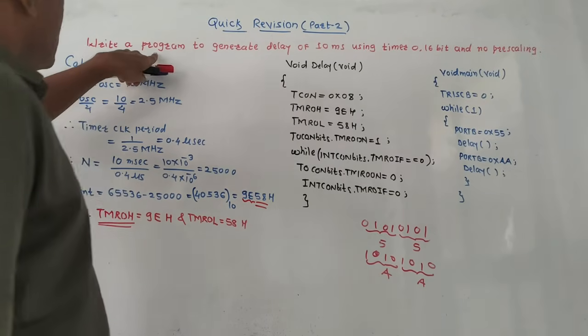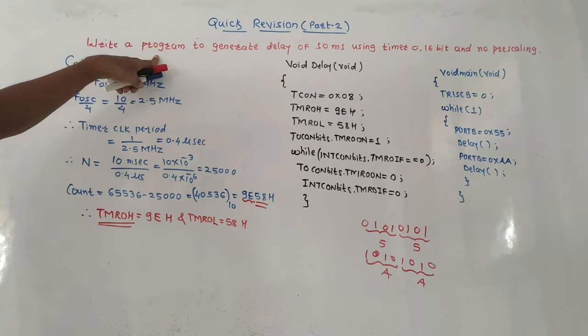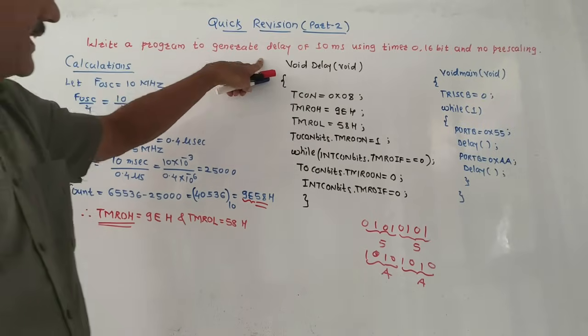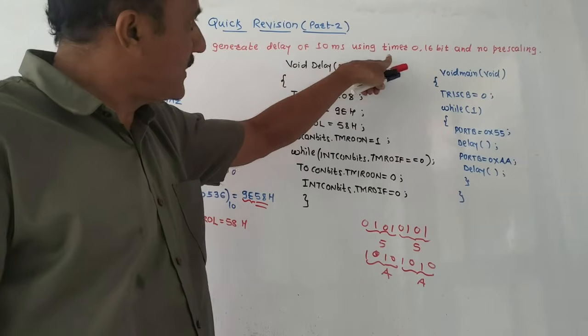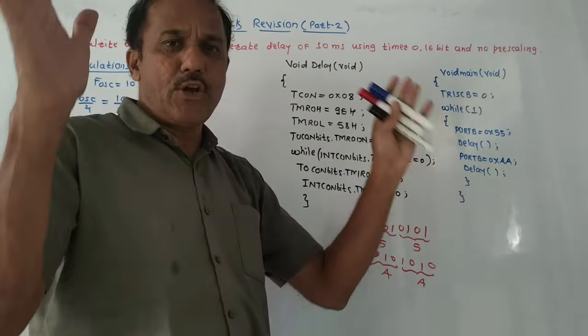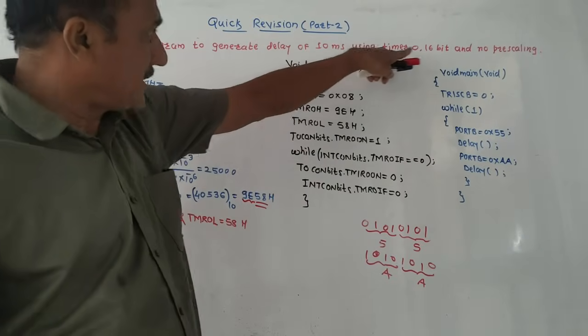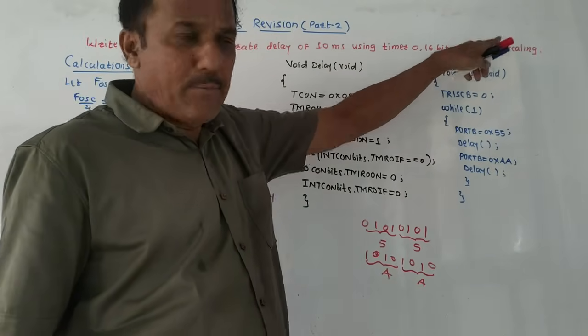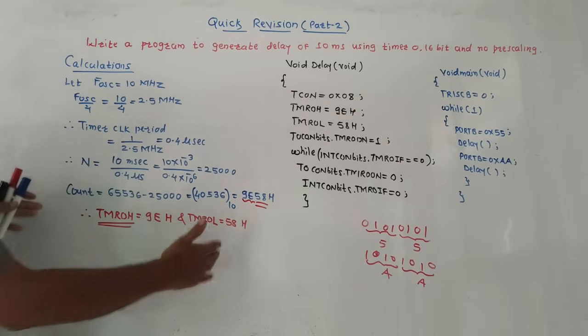Let us solve a question. The given question is, write a program to generate a delay of 10 milliseconds using Timer 0, 16 bit and no prescaling. Quite clear, we have to make use of Timer 0, 16 bit timer and without any prescaling. First, let us perform the calculation.